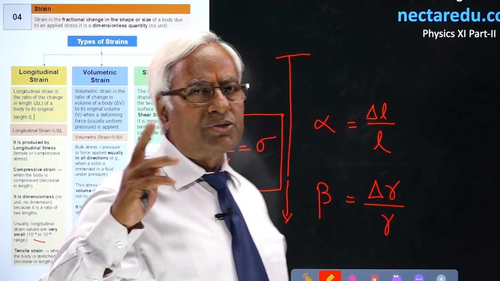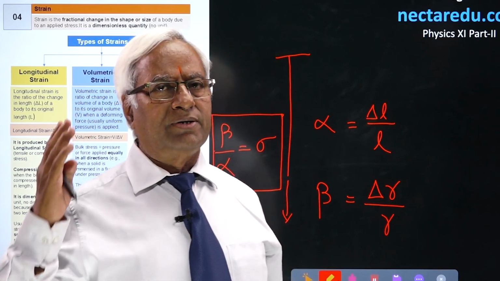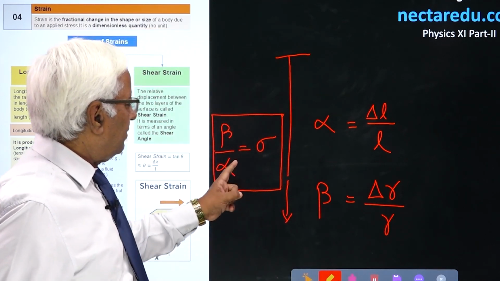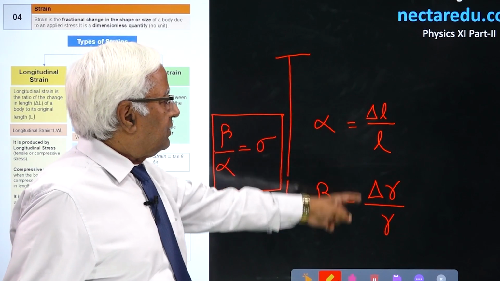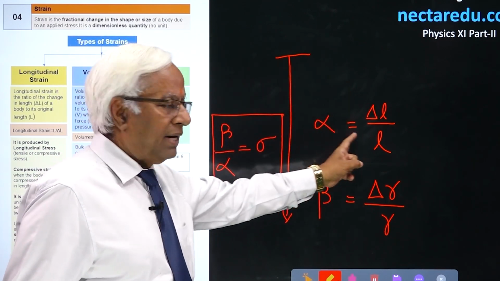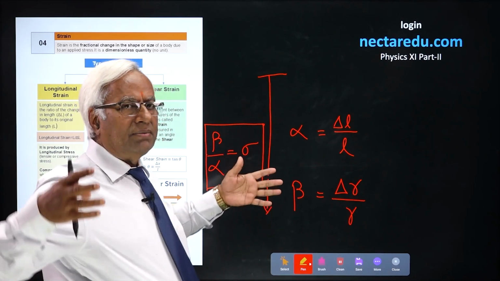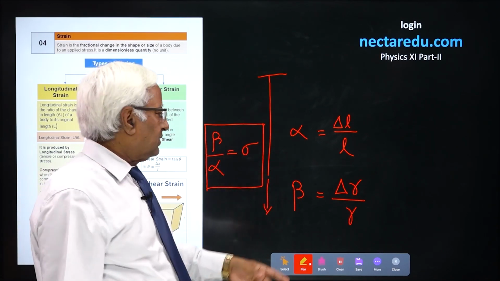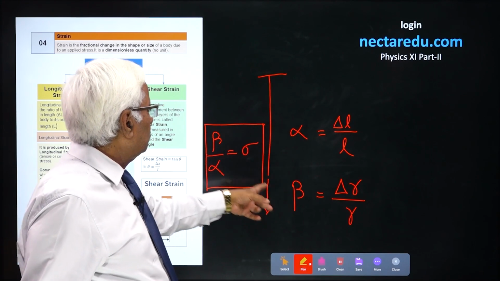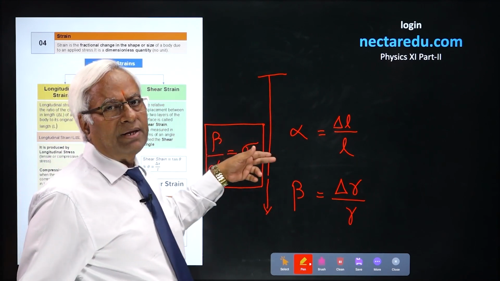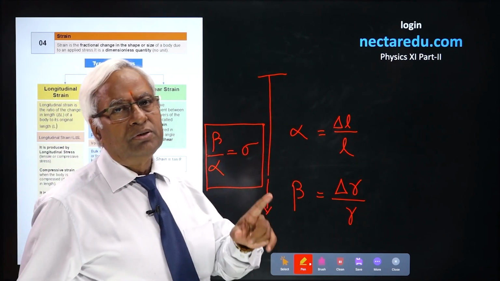Apart from these three strains, longitudinal, volumetric and shearing, you should also be aware of two terms. If length is increasing, it is primary strain. At the same time, if the radius is decreasing, this is secondary strain. And the two have a particular ratio named Poisson's ratio.